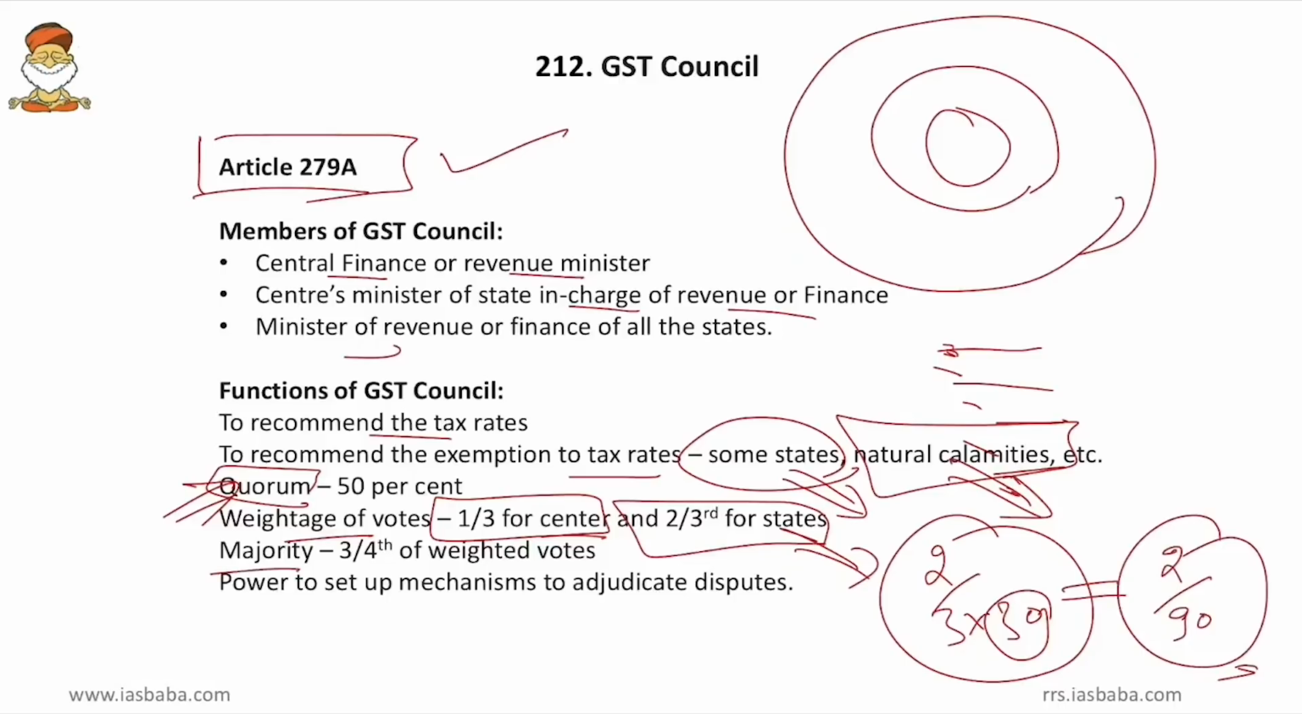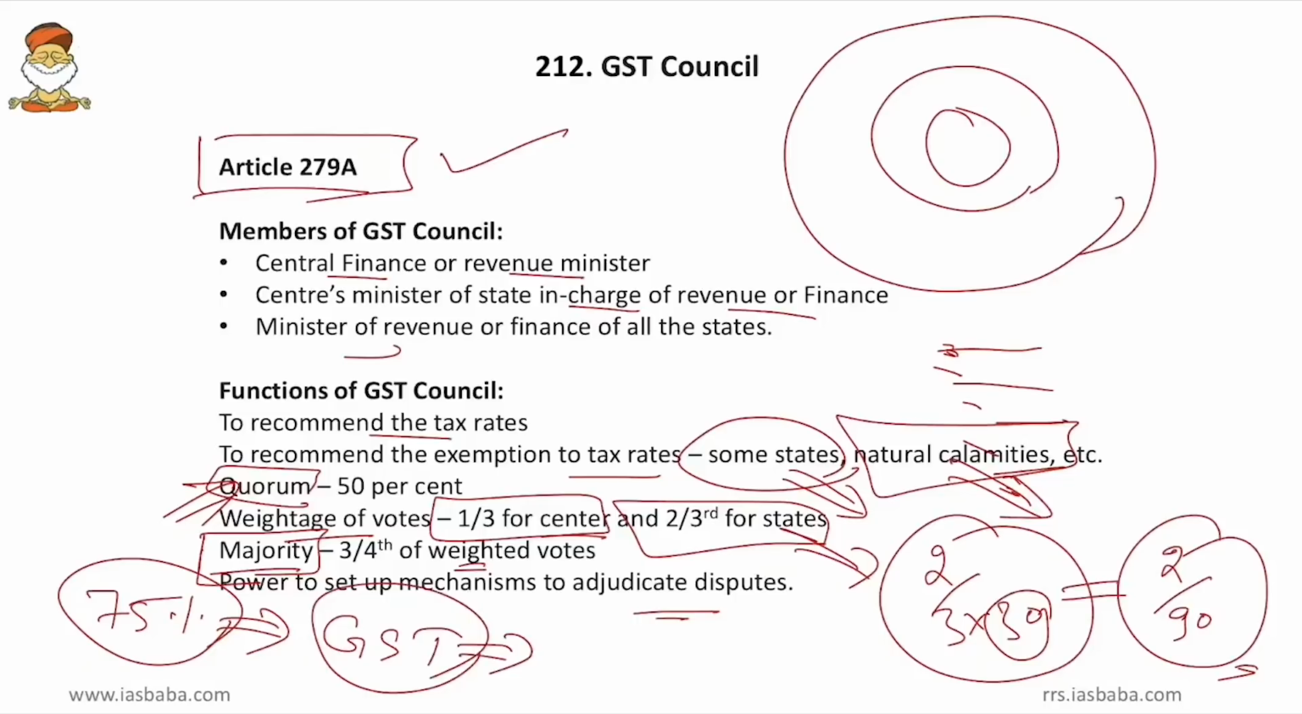Then, majority. What is the majority that decides a decision in the GST Council? It is 3/4 of the weighted votes. So, 75% of the weighted votes has to be polled in favor of a decision if the GST Council has to take a decision. Then, power to set up mechanisms to adjudicate disputes. So, the GST Council not only has taxation and exemption powers, it also has adjudication powers or dispute resolution powers. These are the broader functions of the GST Council, and this is all about the GST Council regarding the constitutional provisions.